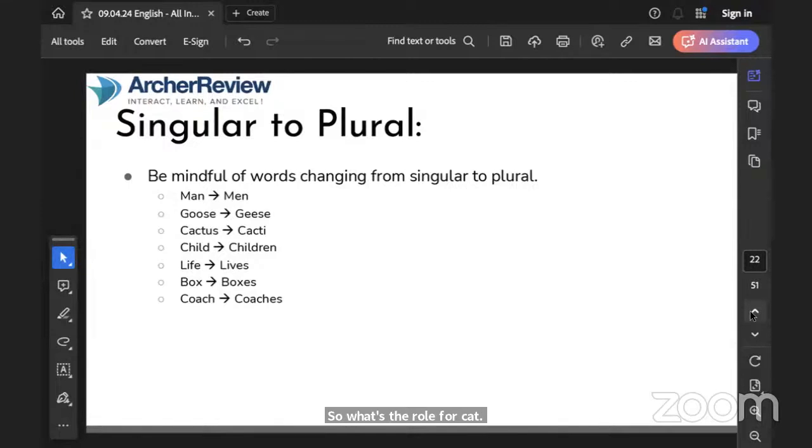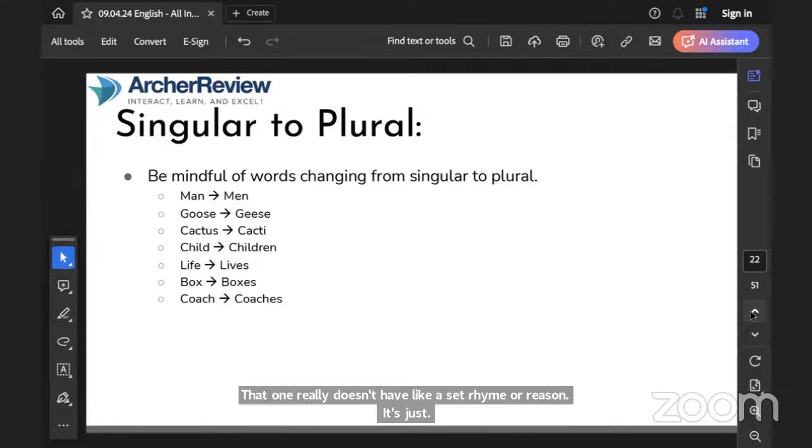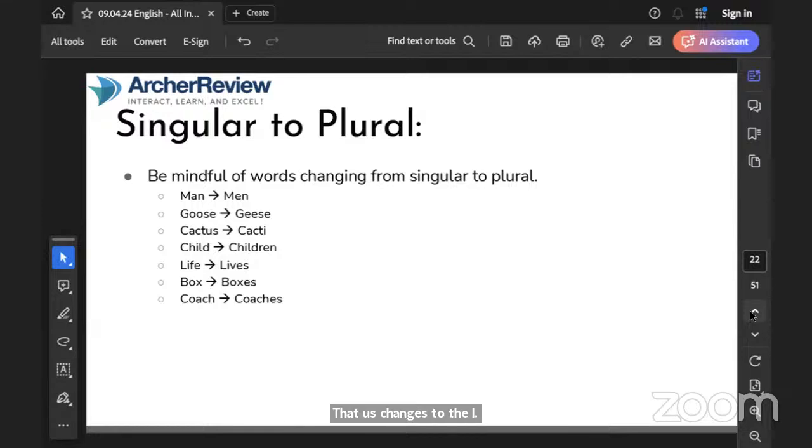That one really doesn't have like a set rhyme or reason. It's just that US changes to the I. It's kind of like syllabus. I think it has something to do with the US. I've never actually seen something in writing about where that's like a hard, fast rule. I just try to remember that usually if a noun, a person, place, thing, or idea ends in US in the singular, it's probably going to change to the I. So cactus becomes cacti, syllabus becomes syllabi. So I've just always kind of clung to that it's just some random thing that happens with the US nouns.